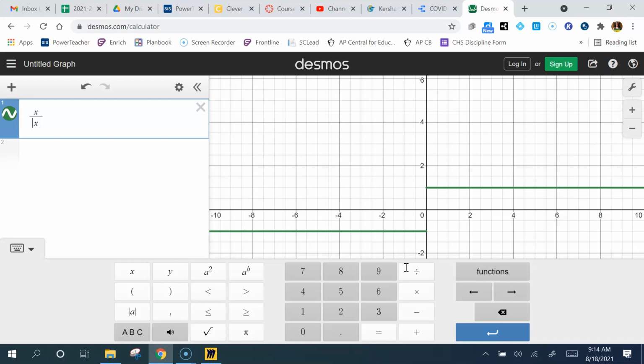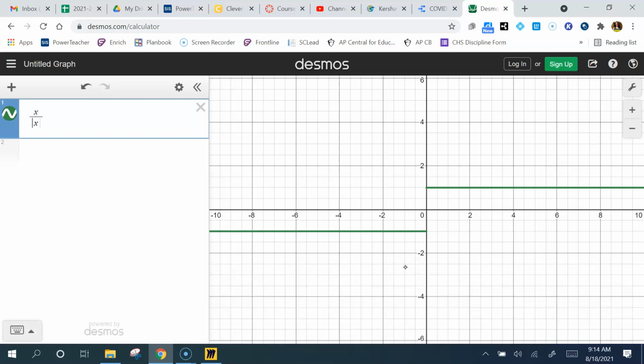Oh my goodness. All right, one-sided limit from the right. So I'm coming in from the positive side, going towards 0. What is it approaching? 1.